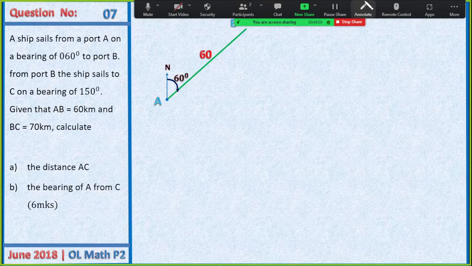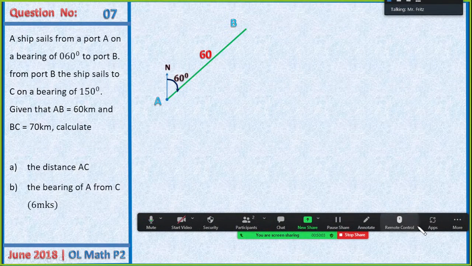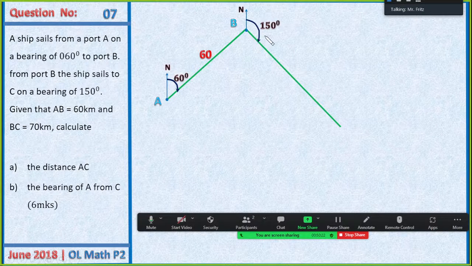Now the question continues by saying that from this point B, the ship sails on a bearing of 150 to point C. So from B, I'll put another north line to indicate north again. From this point now, it sails 150. So I'll measure an angle from this north line up to 150 degrees. And that is it. It now sails from that point to point C, and point C is at a distance of 70 kilometers from point B. So this is what we have, point C.